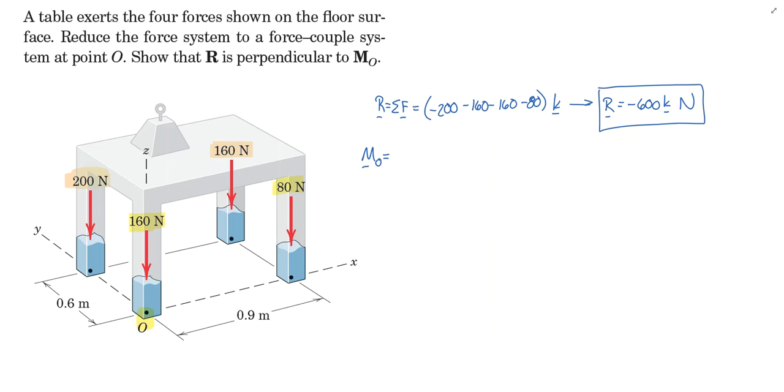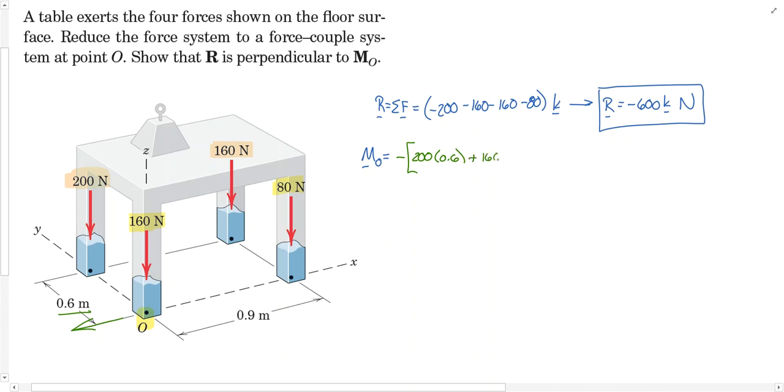It should be relatively apparent that they're going to produce a moment that is in the negative x direction by the right-hand rule. So we're going to have a minus, and I'll put this in brackets, 200 times a moment arm of 0.6 meters here, and then plus 160 times the same moment arm of 0.6 meters. And that is in the I direction.